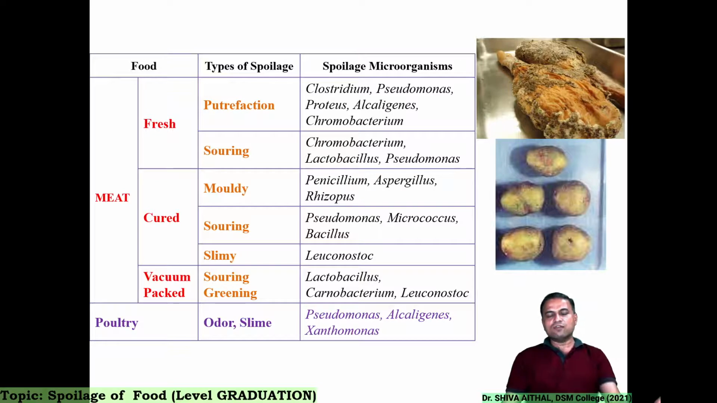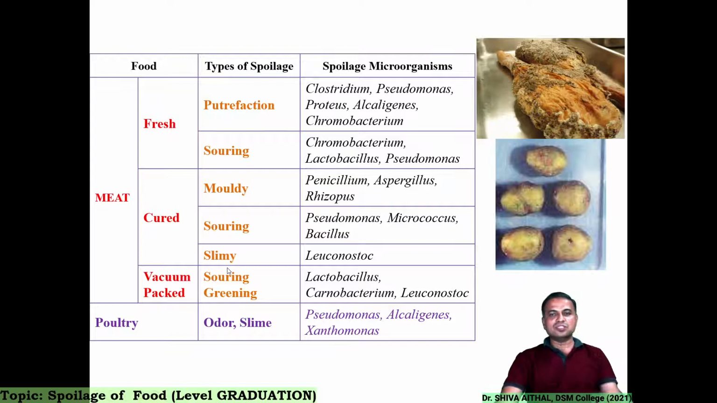Whereas souring of fresh meat, souring is khatta ho jana, sour, it becomes sweet and sour. So Chromobacterium, Lactobacillus and Pseudomonas are responsible. Cured meat, what is cured meat? Which is subjected to some sort of processing, maybe drying, maybe heating or whatever it may be, that after some particular time gets spoiled, and that moldy growth is due to fungi like Penicillium, Aspergillus, Rhizopus, etc. And souring of cured meat is due to Pseudomonas, Micrococcus, Bacillus, etc.